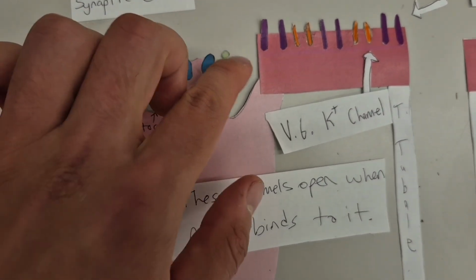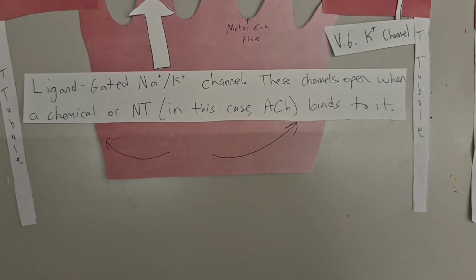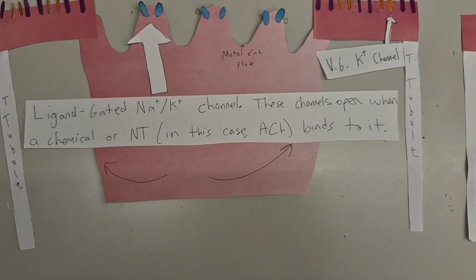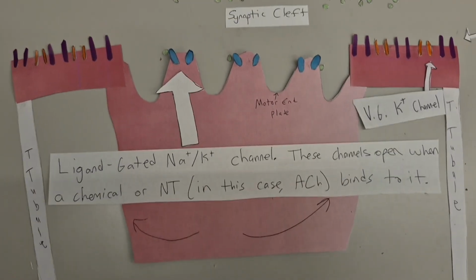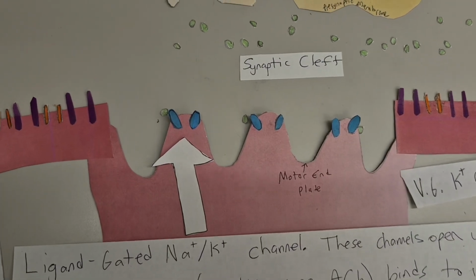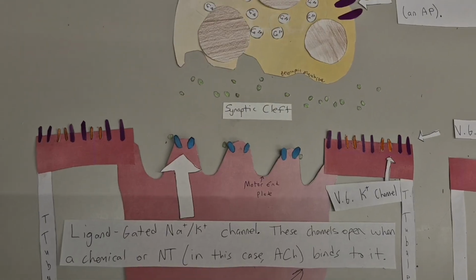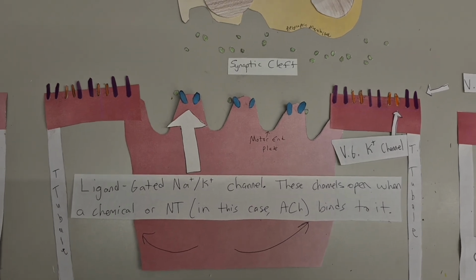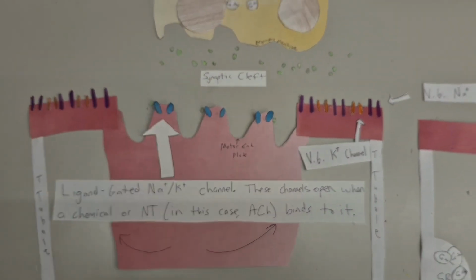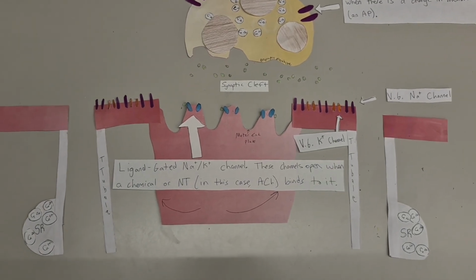Now, a ligand-gated channel in general is a channel that is going to open when a chemical or a neurotransmitter binds to it. In this case, acetylcholine is binding to the ligand-gated sodium-potassium channel, causing it to open up. Before we talk about sodium and potassium ions moving through these channels, we first have to make sure that we understand what a sodium-potassium pump is.